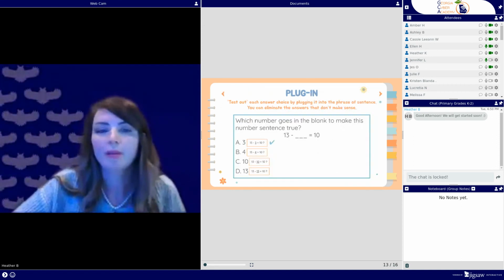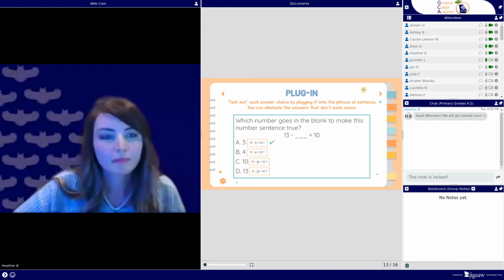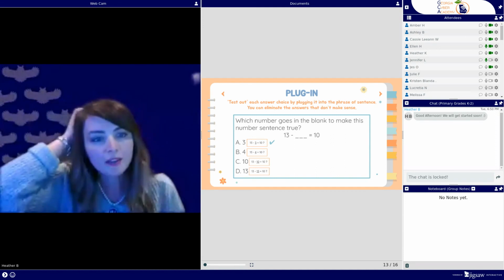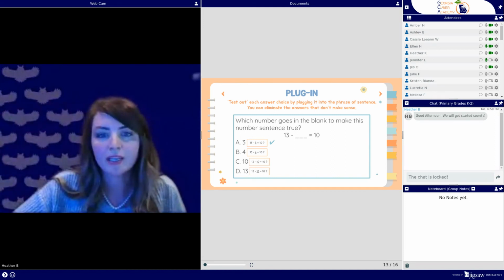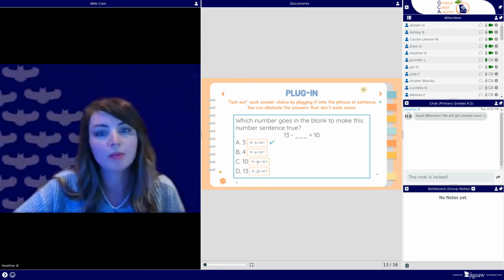Okay, and then the plug-in strategy, you see this a lot of times in math, but you can also see it in other contents, but math, it's pretty common. So you're testing out each answer choice by plugging in your choices to see which one is correct. So instead of solving one math problem here, essentially you would really be solving 4.